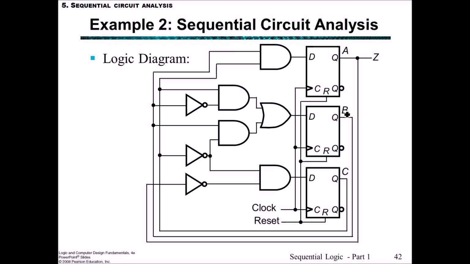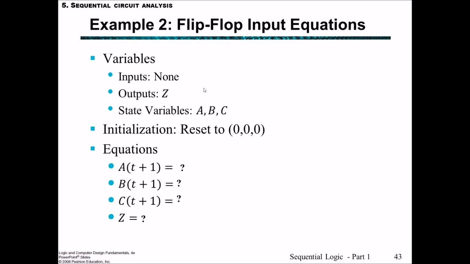We can trace this through to say this top line here is B and this next line down is C. A is equal to B and C. Here we also have the analysis of the variables. There are no inputs, there's an output of Z, and the state variables of A, B and C.